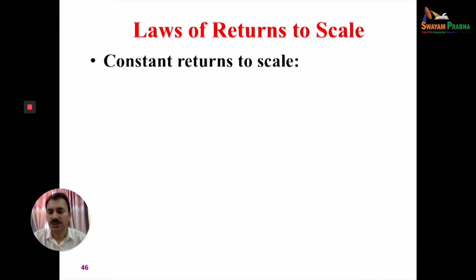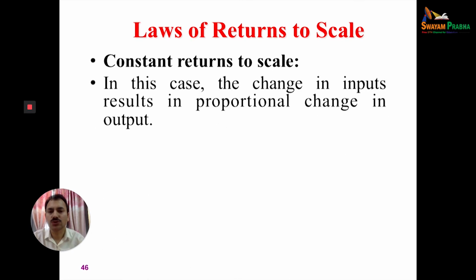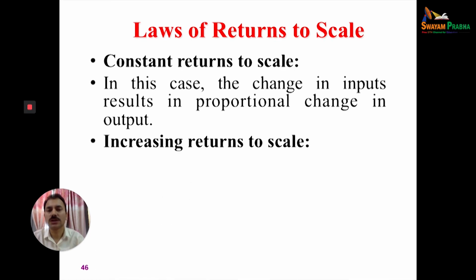So, constant returns to scale. When all factors of production change and output changes in the same proportion, it is called constant returns to scale. In this case, a change in inputs results in a proportional change in output. For example, if there is a 5% change in input, output will also change in equal proportion, that is a 5% change in output, that is constant returns to scale.